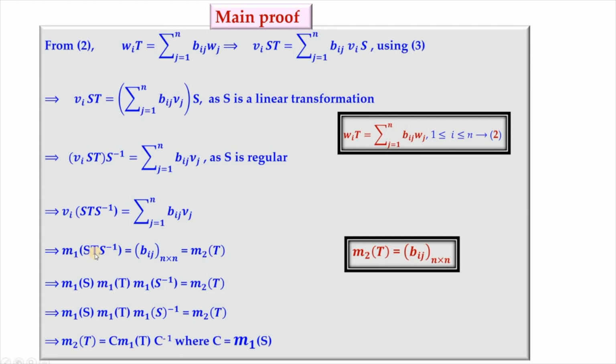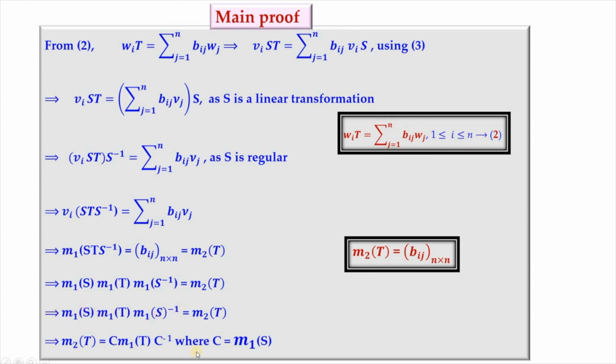And we know from the previous video that the matrix of the composition of mappings is the product of the matrices. So we have M1(S) M1(T) M1(S inverse). And again, when we consider this, which is proved in one of the results in the earlier video, this is M1(S), the whole inverse.